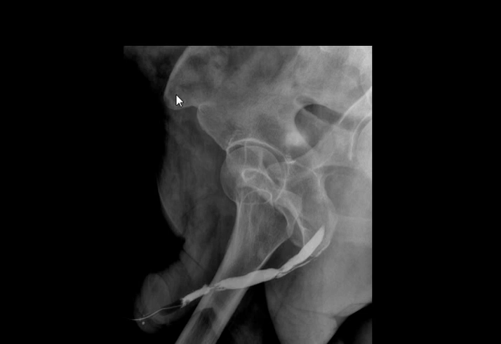What's the procedure? Describe the procedure of urethrogram. How do you do it? By putting a catheter. What kind of catheter? Foley catheter. Where? Inside the urethra. To which level inside the urethra? In the penile, in the membranous, in the prostatic urethra. Which part of the urethra?